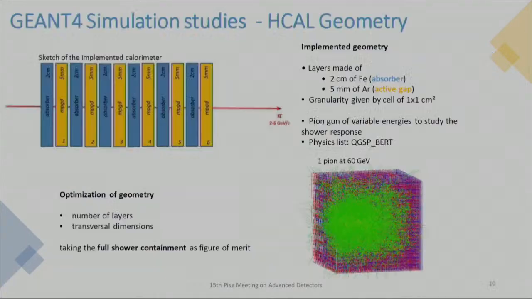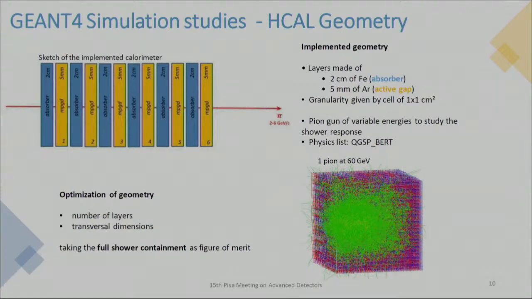So for the Geant4 simulation, we implemented the geometry that is sketched here. It consists of layers made of 2 centimeters of iron for the absorber and 5 millimeters of pure argon for the active gap to simulate the MPGD.